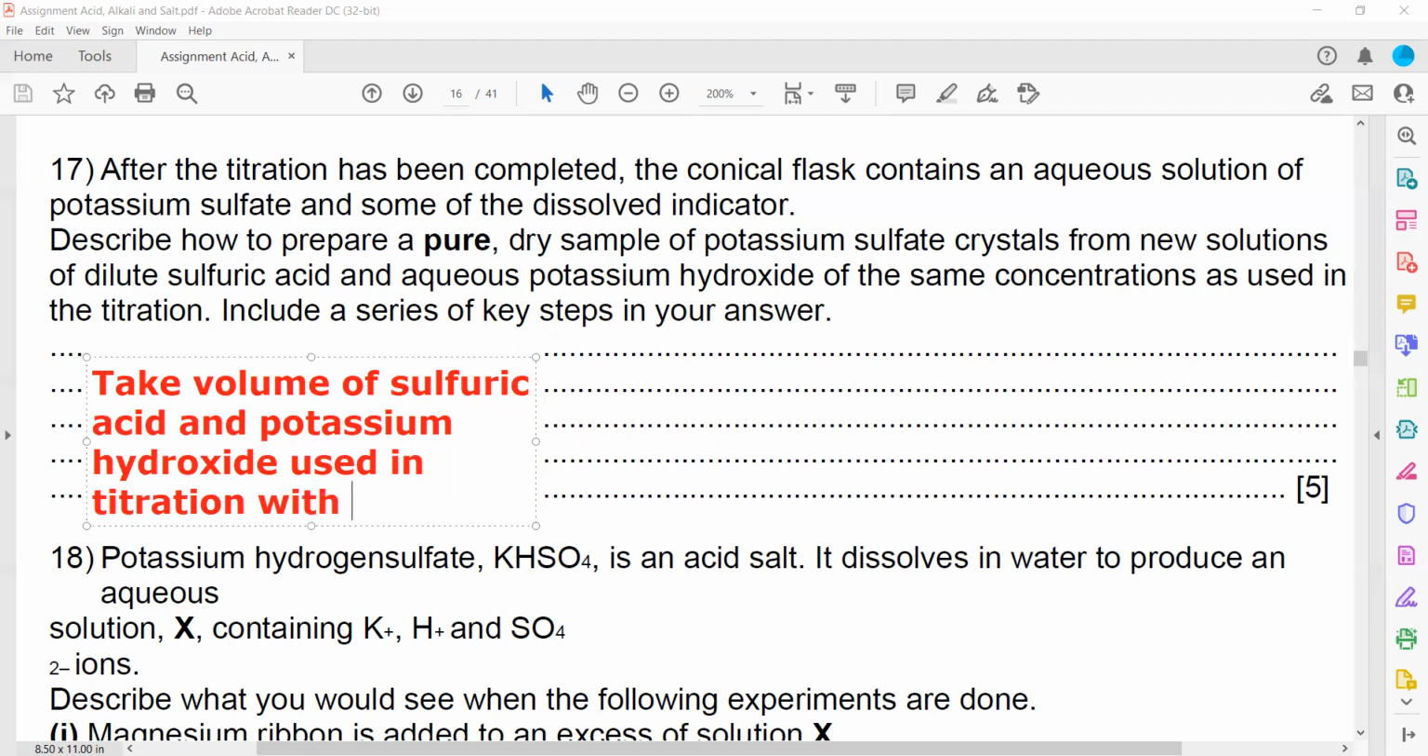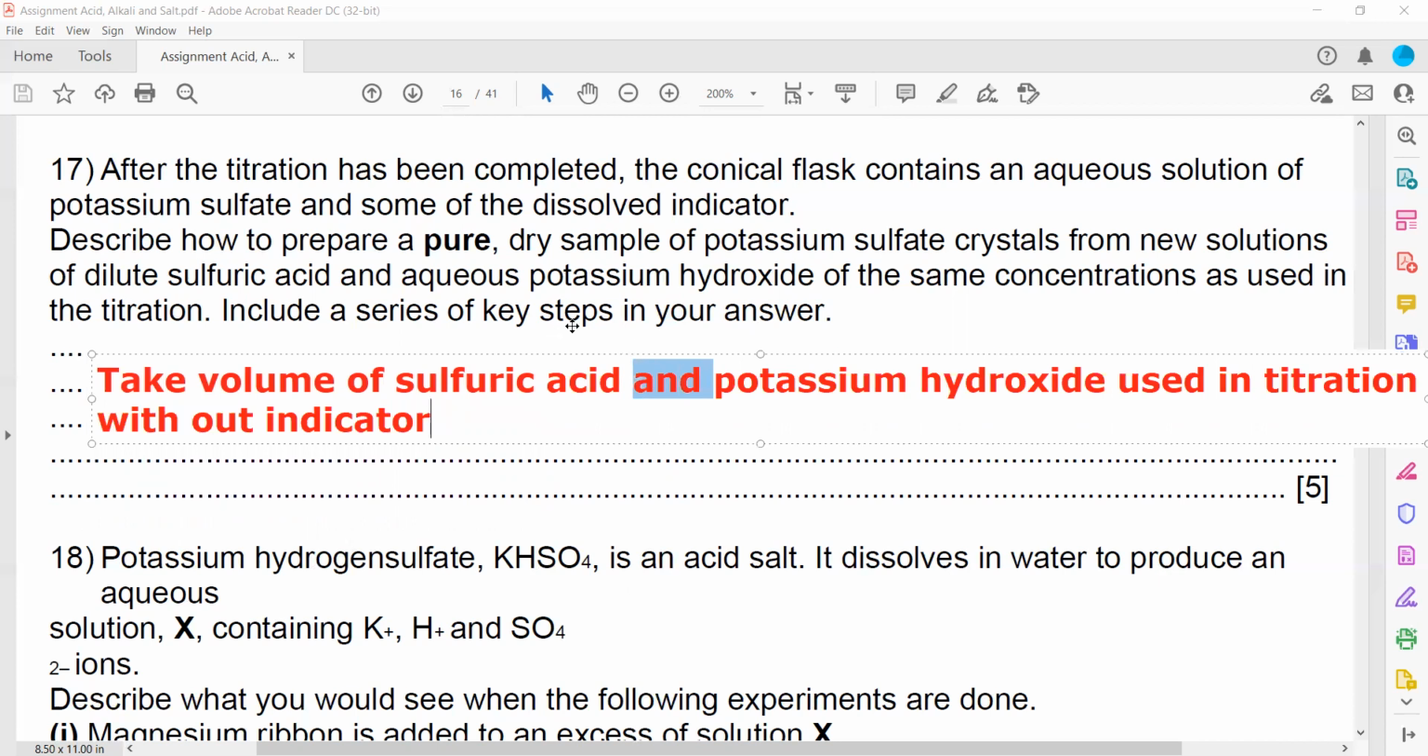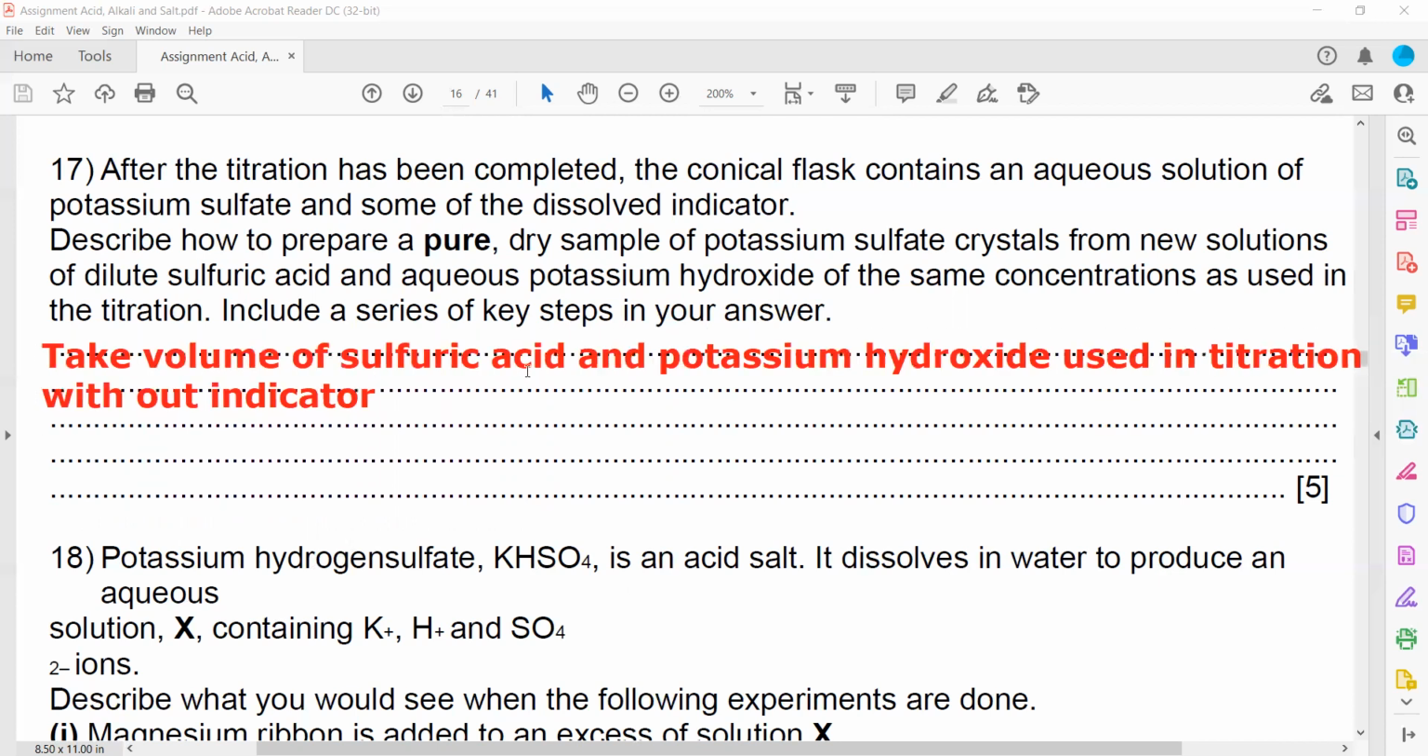We take these volumes without indicator, because an indicator is a substance which is used to identify the nature, and we don't want to identify the nature here. So we take the volume of sulfuric acid and potassium hydroxide without indicator, and we mix the two solutions. When we mix the two solutions, this time there is no solid formed.